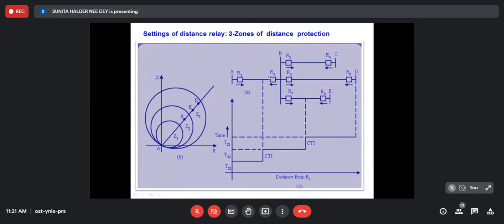And the second zone of protection will be given to the first short line. You see, it is the shortest among BC, BD and BE. So it will be taken as the second zone of protection. And here also some percentage of the line will be left for the backup protection. Here the percentage left will be more, generally 50%.